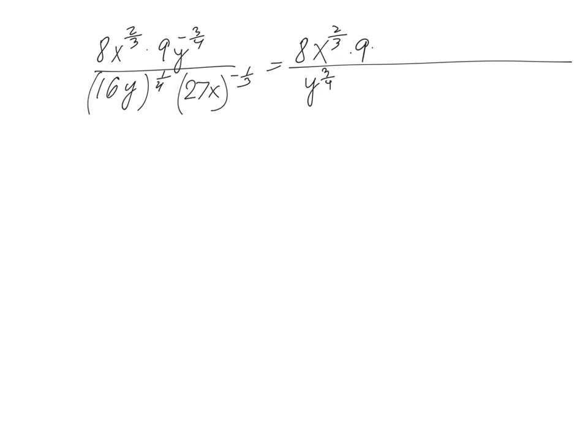Okay, let's look at the bottom now. What is raised to 1/4 power? The entire thing. So I need to use my property that says each of the factors must be raised to 1/4 power. So I'm going to write 16 to 1/4 and y to 1/4.